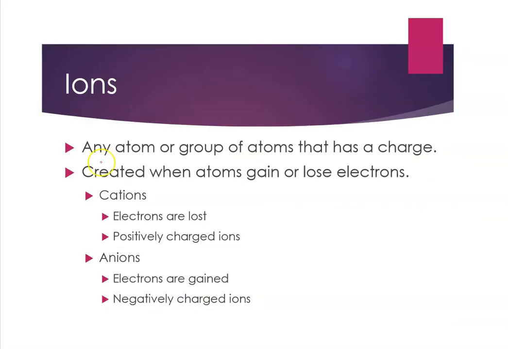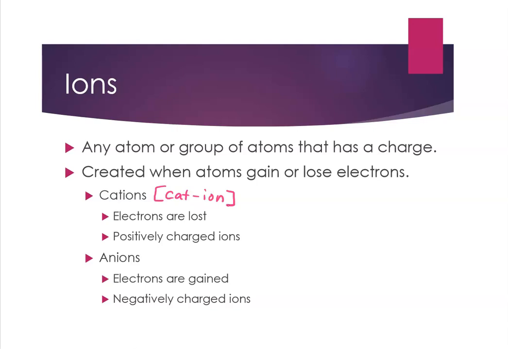All right, so let's first talk about what ions are. We've talked about these briefly in terms of the number of protons and electrons that an element has. Any atom or group of atoms that has a charge is an ion, which means that they have an uneven number of protons and electrons. So we can create ions when atoms gain or lose electrons. A cation, and this is pronounced cation, not cation, is when we lose electrons.